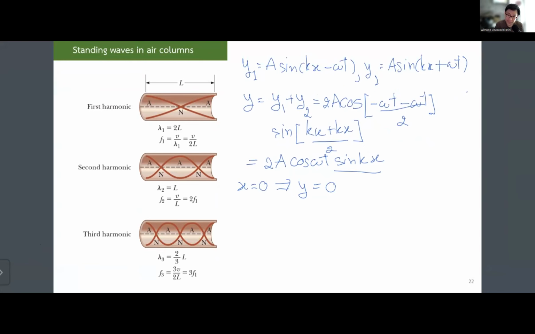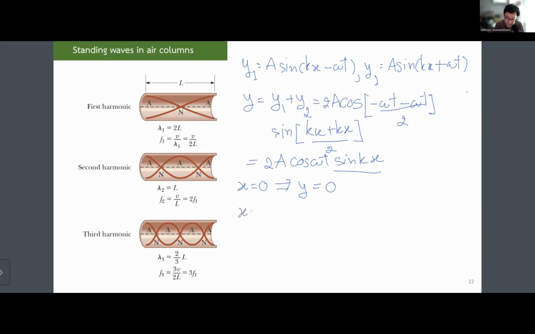Does that make sense? Okay, come again. Think about it carefully. At x equal to 0, your y is always 0 no matter what time, because it's 0 at all times. So that means at this position you don't have any oscillation anymore in the medium. Does that make sense? Okay, one more time.